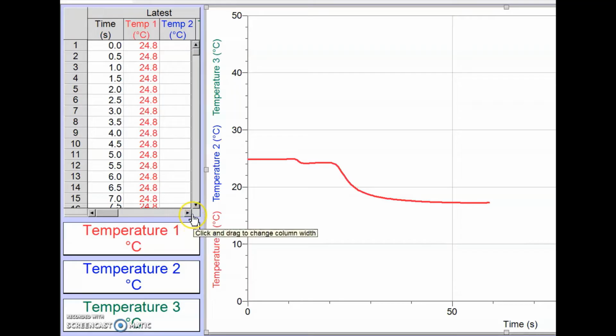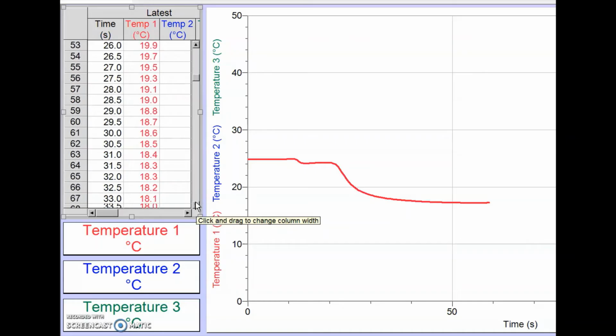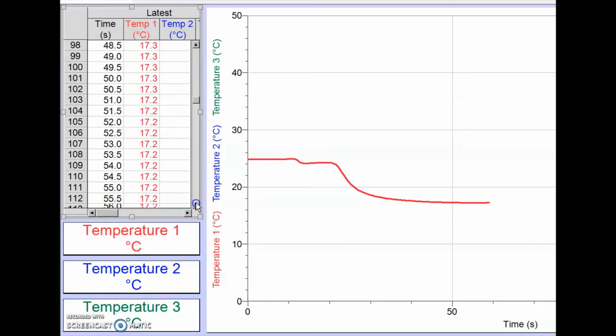So here's the data that the temperature probe collected while the sodium hydrogen carbonate and citric acid were reacting. And this is pretty interesting. We can see that the temperature actually goes down as the reaction starts. So our initial temperature was 24.8 degrees. And then I can go along and look, see if I can get towards about 50 some seconds, where we were towards the end, and it looks like it's about 17.2 degrees for our final temperature.